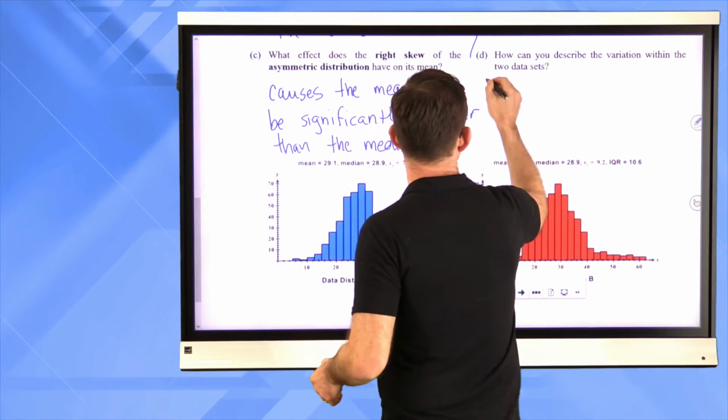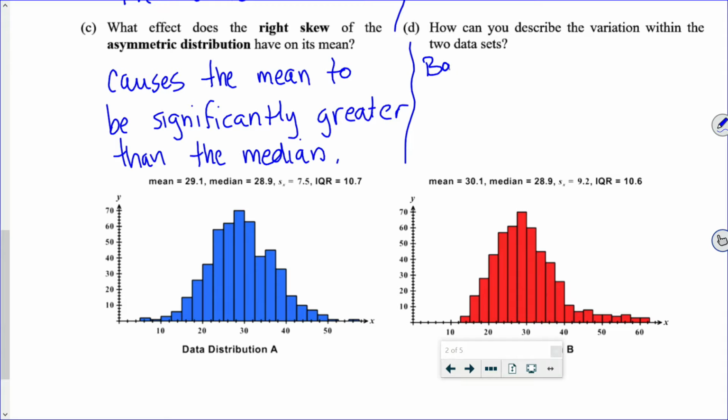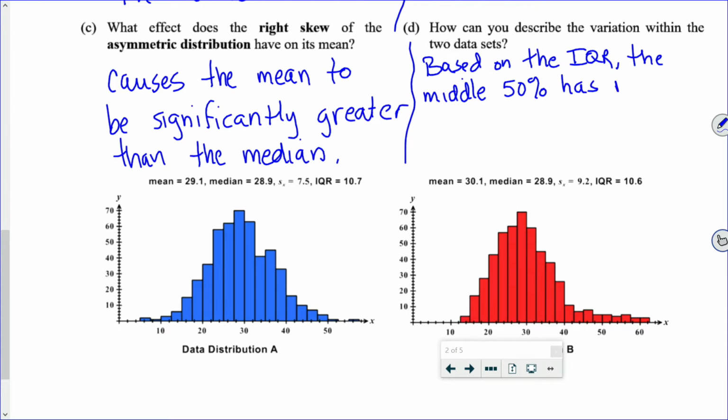Let's write that down first. Based on the IQR, the middle 50% has roughly, I keep using that term, the same variation.